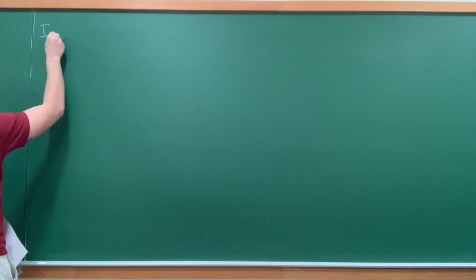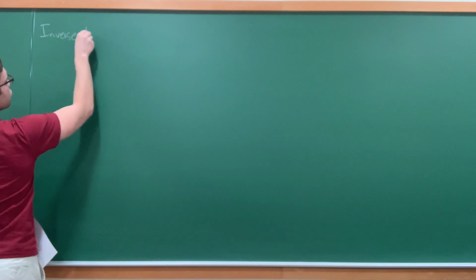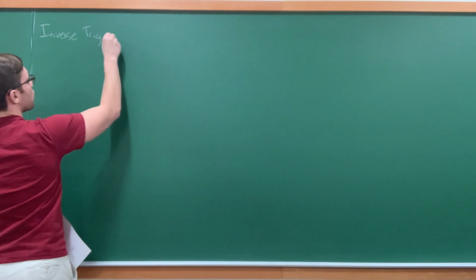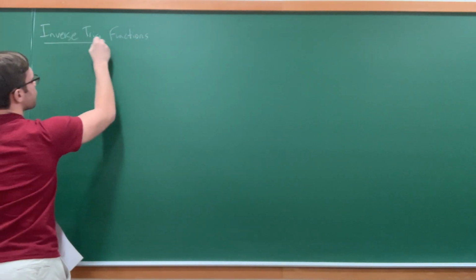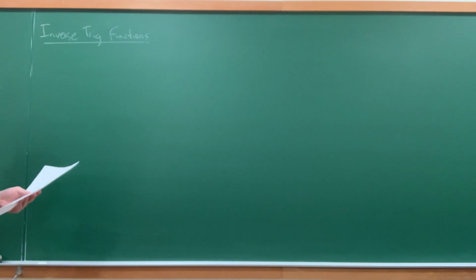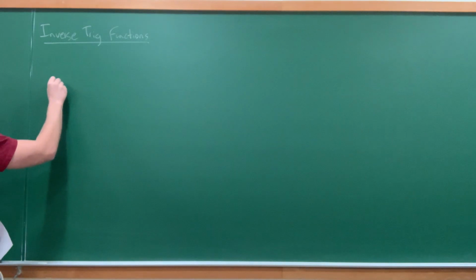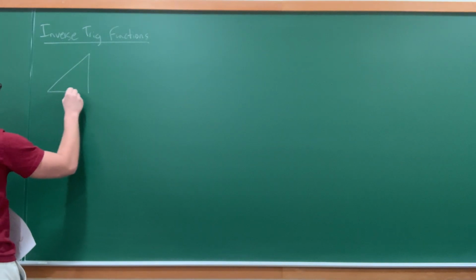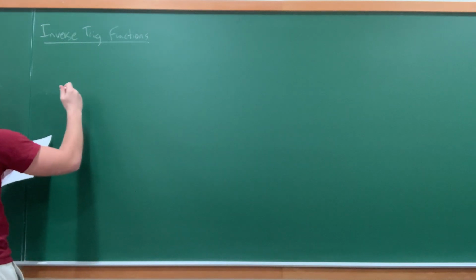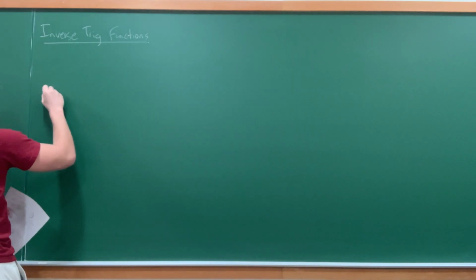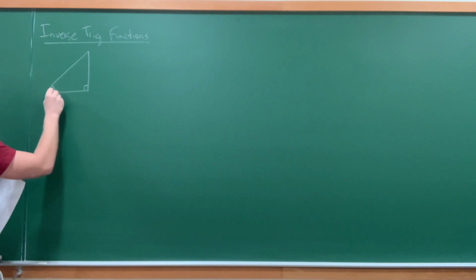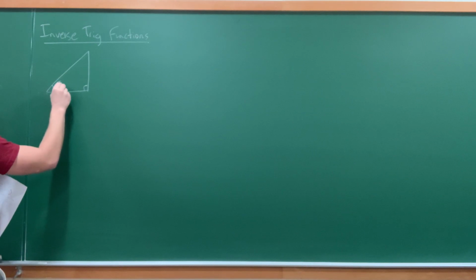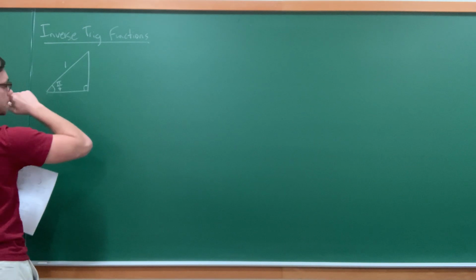Inverse trig functions. Okay. So, an inverse trig function. Well, let's start with this. Start with a triangle. It's a nice isosceles 45, 45, 90. And if I call this pi over 4, this is 1.